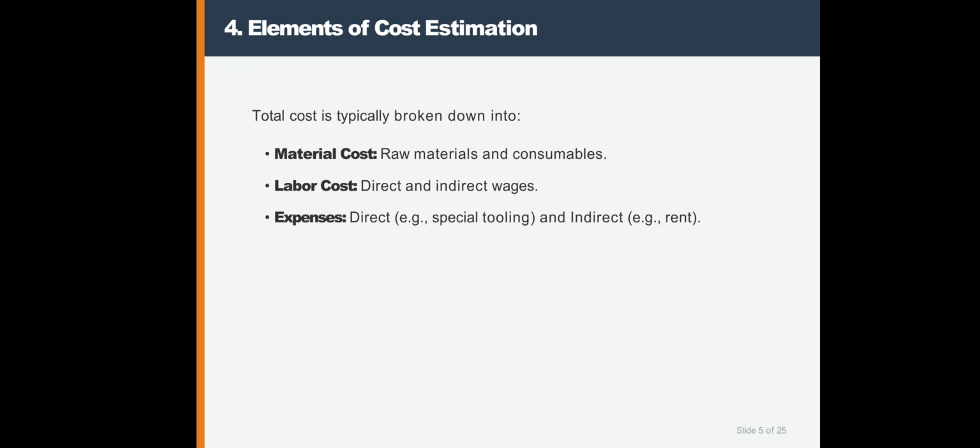That is, selling price is equal to total cost plus profit. The final one is market price. We can calculate market price as equal to selling price plus discount. Those are the important terms or elements of cost estimation, or components of cost.